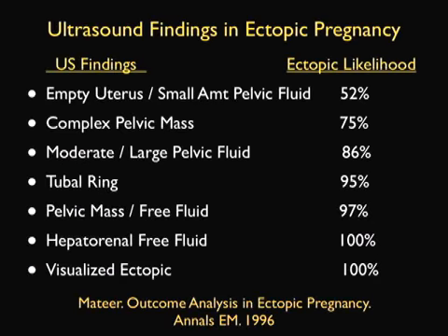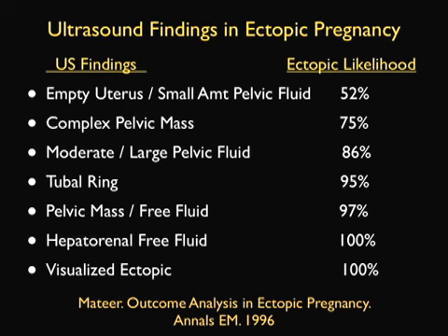Here's a nice table from a very important article by Dr. Mateer in the Annals of Emergency Medicine, 1996, going over the ultrasound findings in ectopic pregnancy. We see the ultrasound findings to the left and the likelihood of ectopic to the right. We'll begin with an empty uterus and small amount of pelvic fluid, which has a 52% likelihood for ectopic. Notice that a complex pelvic mass increases the likelihood to 75% for ectopic. As you start to see a moderate to large amount of pelvic fluid, the likelihood goes up to 86%.